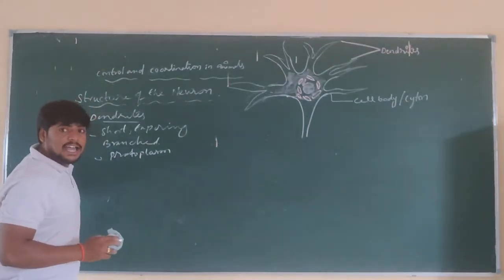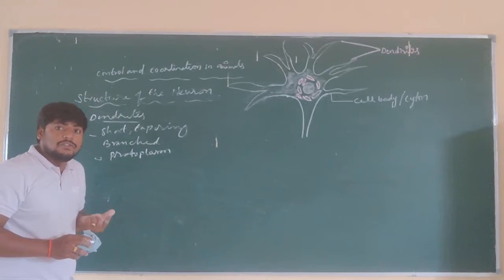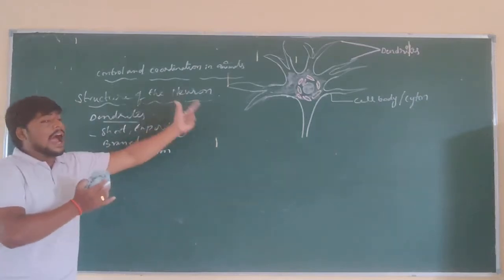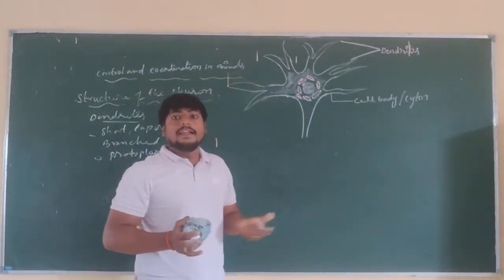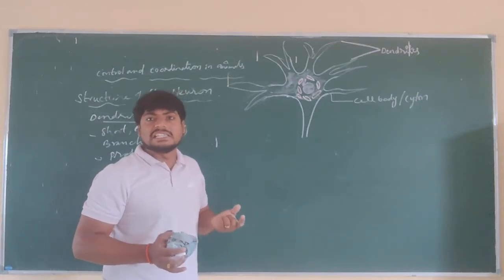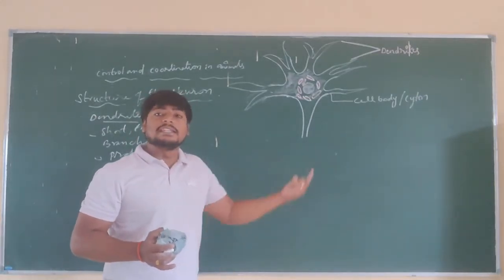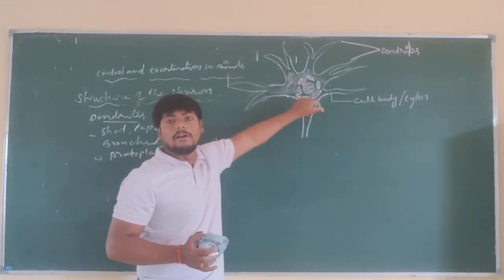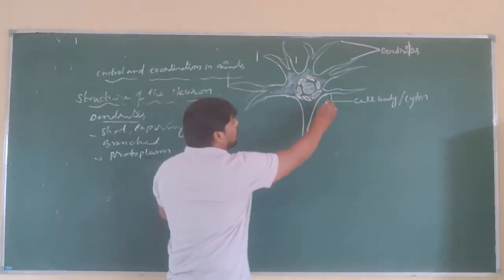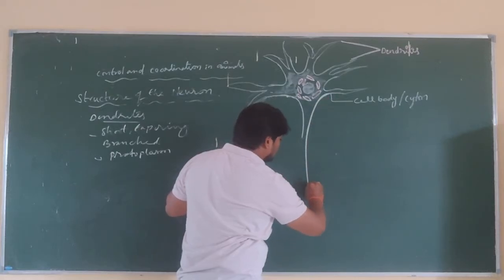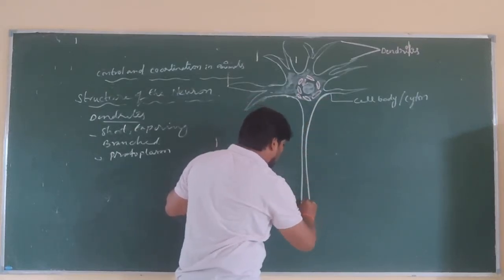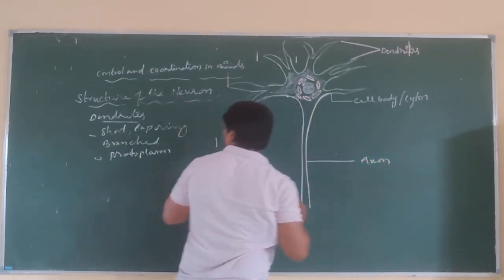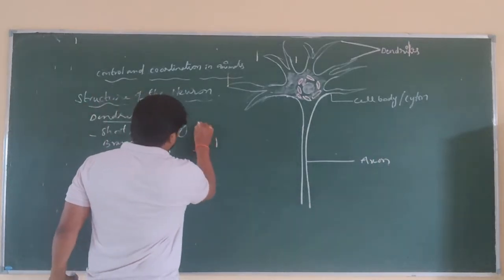These dendrites play a key role in receiving the nerve impulse or electric impulse generated by the adjacent receptor cells. The electric impulse is received by the dendrites. From the dendrites, the electric impulse is carried towards the cell body. From the cell body, the electric impulse is passed into another long tubular structure called the axon. What is it called? Axon.